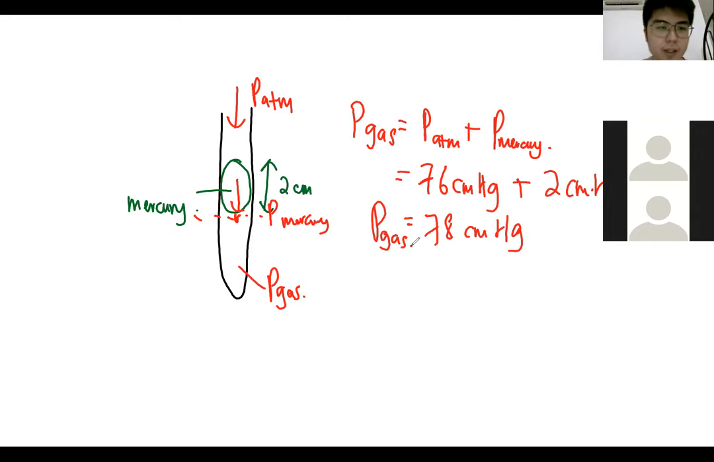So if it's inverted, then you use the formula for the inverted one. If it's horizontal, then it's just P ATM equals to the P gas. So it depends on how it is placed. Okay, so just quickly jot down this one and then I'll move on to the next one. Mercury barometer.